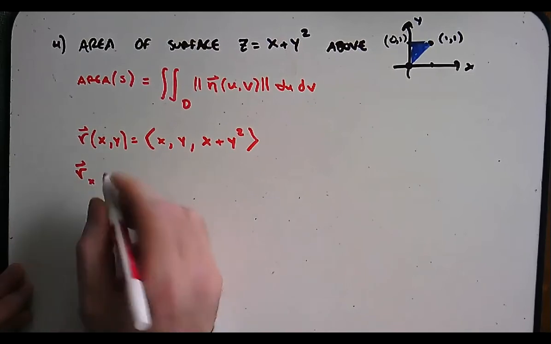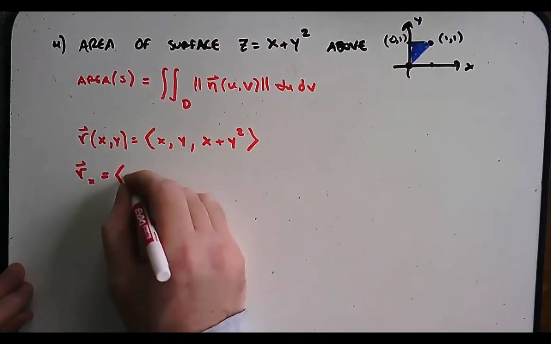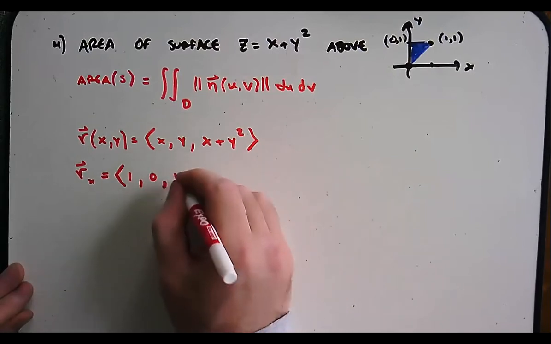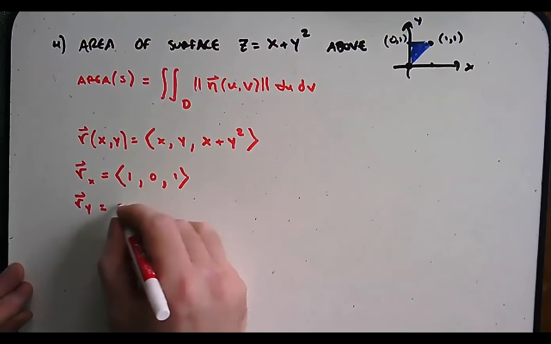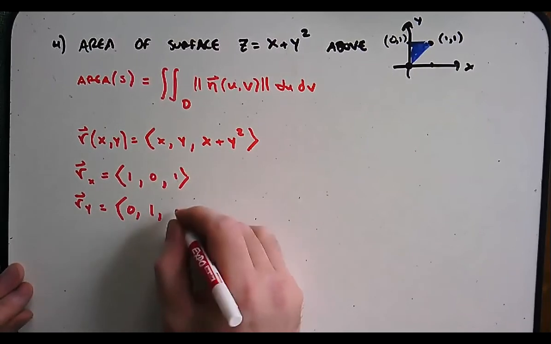So in the direction of x, we will have 1, 0, comma 1. Our partial derivative with respect to y will give us 0, comma 1, comma 2y.